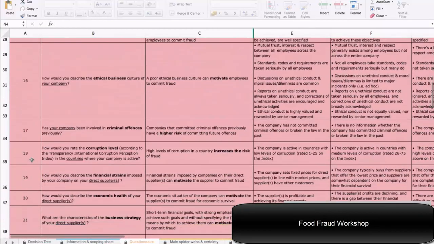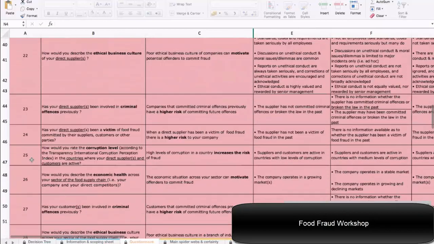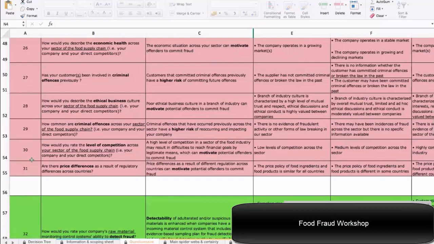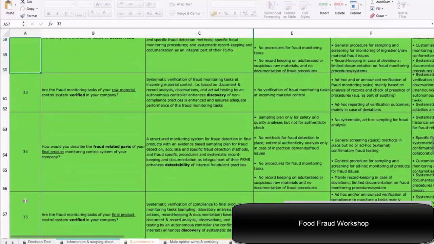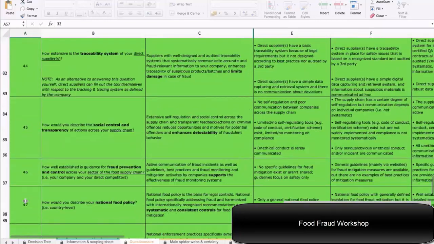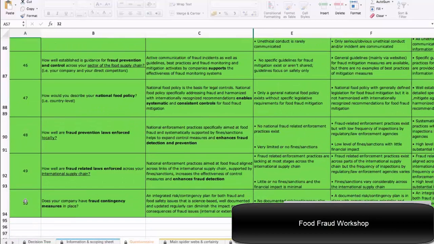Subsequently, questions 12 to 31 are all around whether somebody is motivated enough to commit fraud against your organization. And finally, questions 32 through 50 are around the controls that you already have in place or may need to put in place as your organization to help prevent fraud from actually occurring.